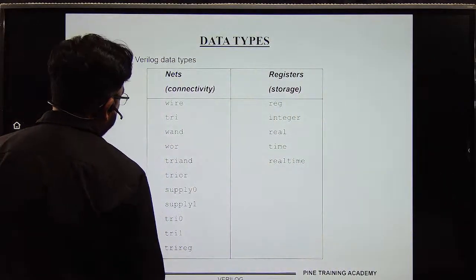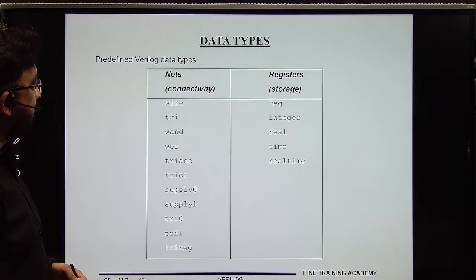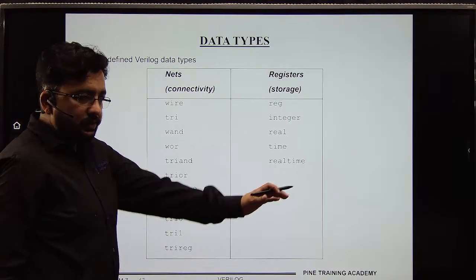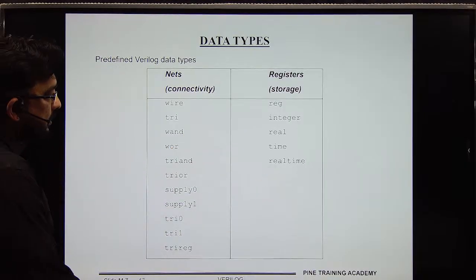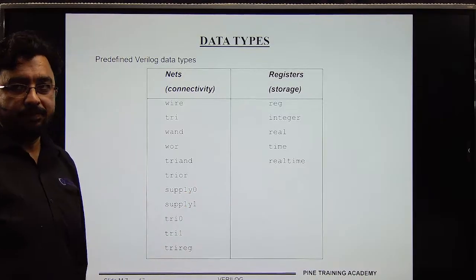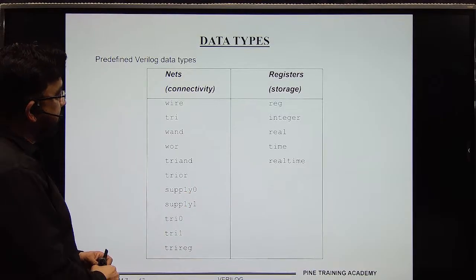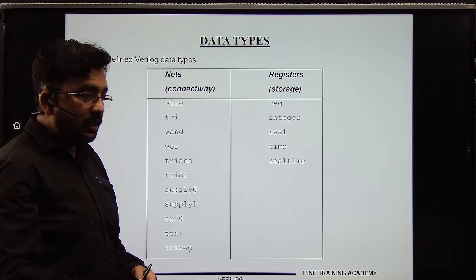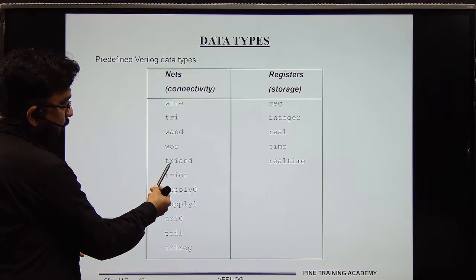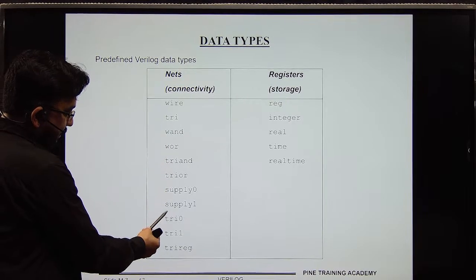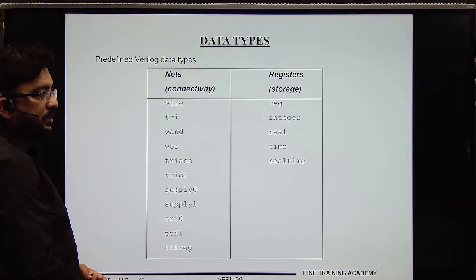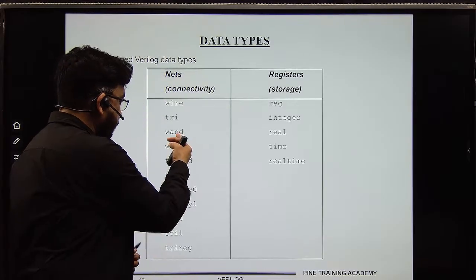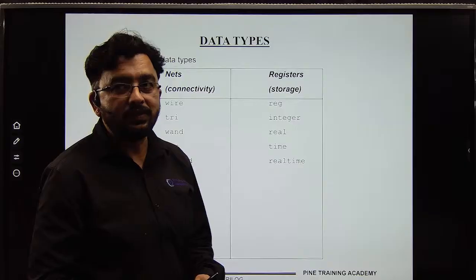Predefined Verilog data types are divided into two: nets and registers, that is, connectivity and storage. I will share the definition for this also. This is a small table which I have put here. Just for your information, there are many nets or connectivity types used in Verilog, like tri-and, wand, wor, tri-or, supply0, supply1, tri0, tri1, and trireg.